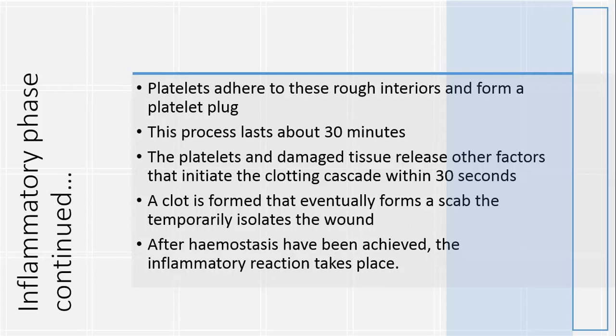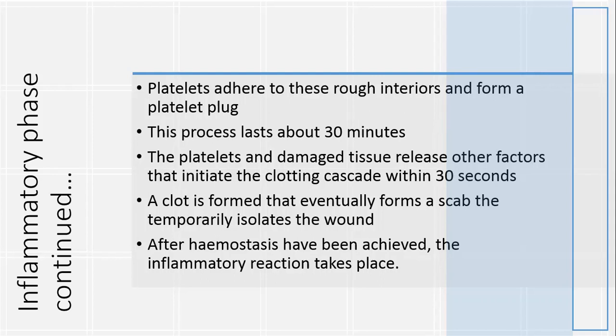So after injury, hemostasis lasts about 30 minutes. And that is the first SOS call to stop the bleeding, to save what blood we have. Then the platelets and the damaged tissue release other factors that initiate the classic clotting cascade within 30 seconds. So the clot will be formed that eventually forms a scab, and this temporarily isolates the wound. So after hemostasis has been achieved, then the inflammatory reaction will take place.